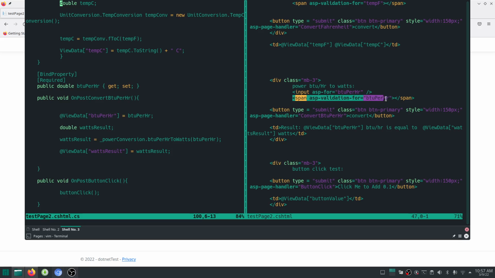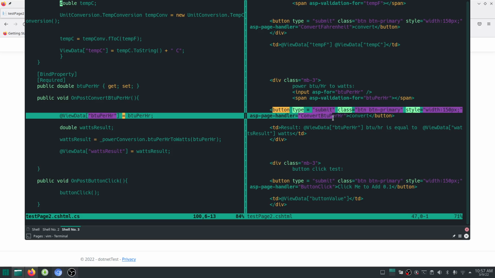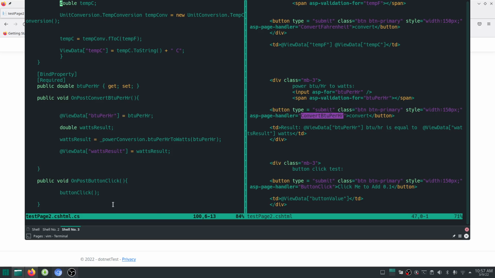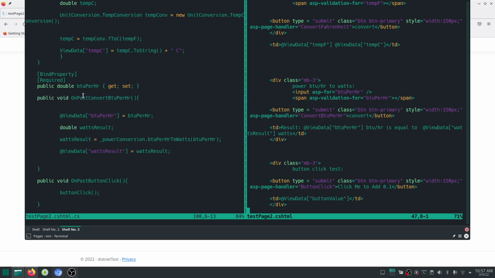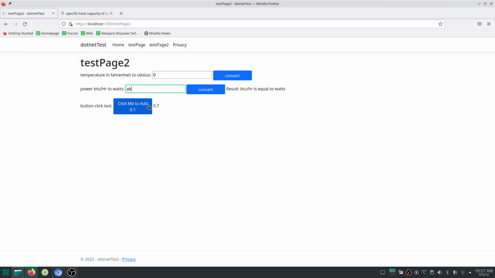Then we have validation, of course, that we talked about before. And then what do we have? A submit button. The submit button will use the ASP page handler, convert BTU per hour, which is going to activate this post, because it's going to do an on post thing and convert BTU per hour. Right, and it will have all these validation things, so that if I enter nonsense here like ABCDE, it will not be a valid value for BTU per hour, right?